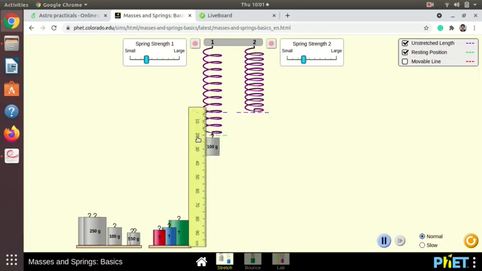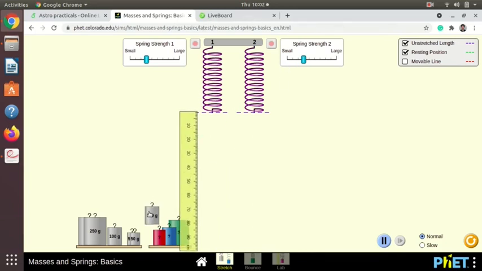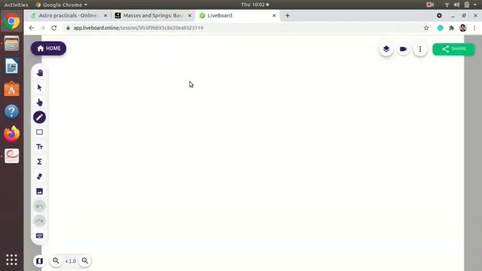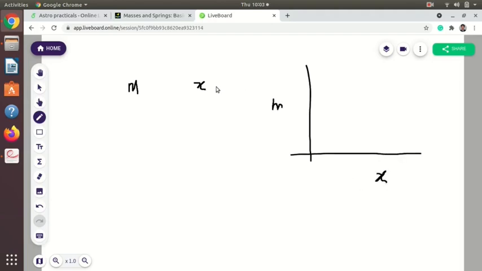So what we will do, we can take the scale used in this simulation and measure the length for different mass attachments. Suppose this is 250. Now the resting position will be different, right? So we have to measure this difference. Again, we have to make the observation table. You can write mass, then the extension as x, and then plot the m versus x graph, or you can plot an f versus kx graph. So in the observation table you can use k into x.